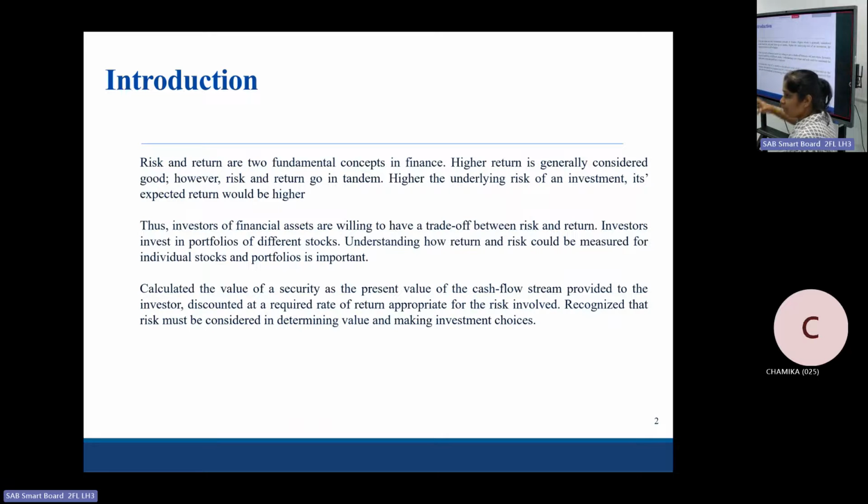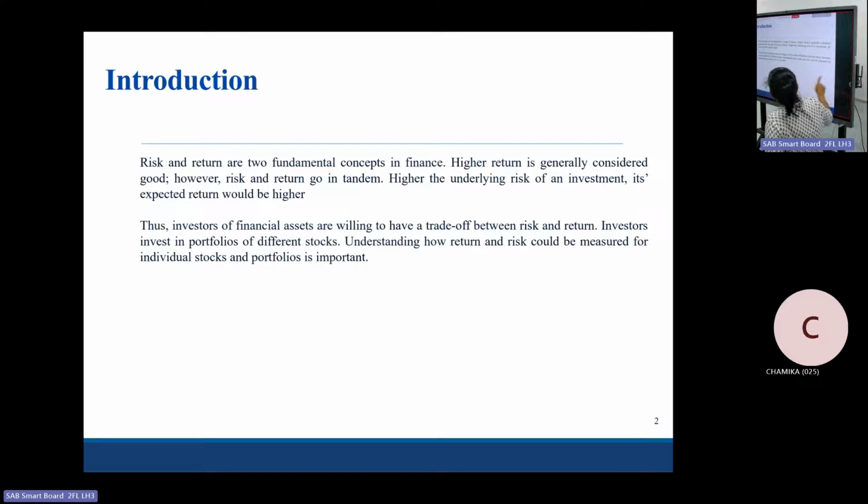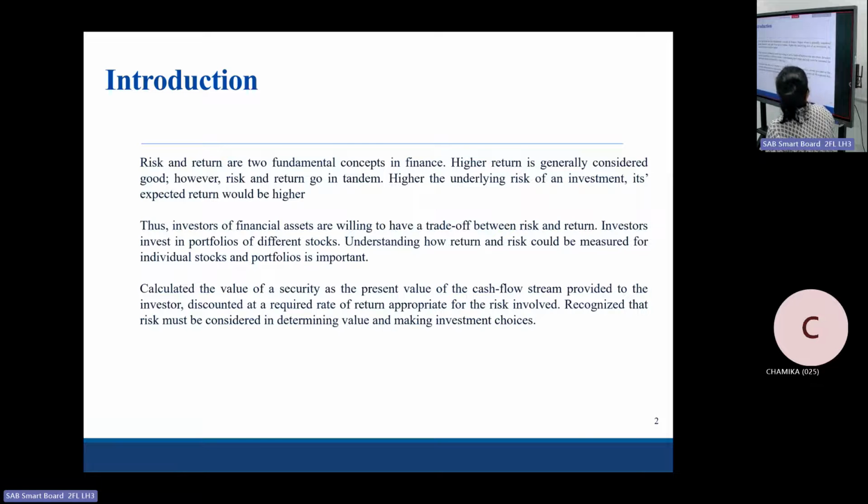Because risk and return go in tandem, they are positively related. Sorry, not inversely. Higher the risk, higher the return. Lower the risk, lower the return. Positively related means they are going together. The higher the underlying risk of an investment, the higher its expected return would be. Thus, investors of financial assets are willing to have a trade-off between risk and return.